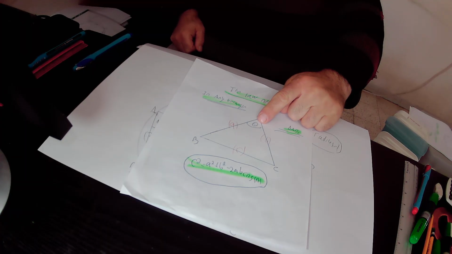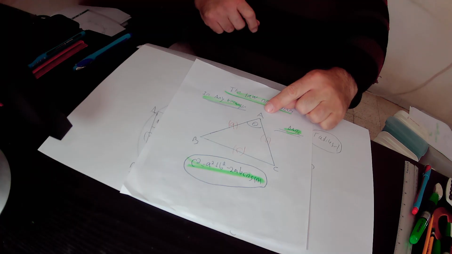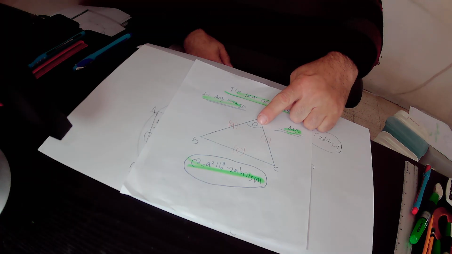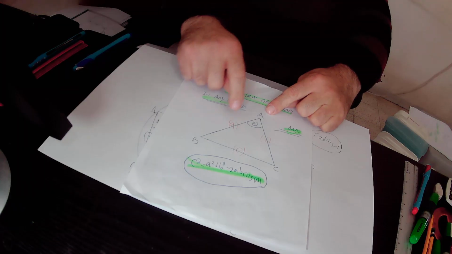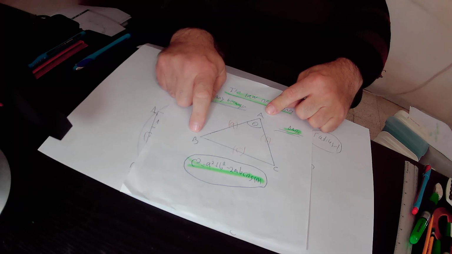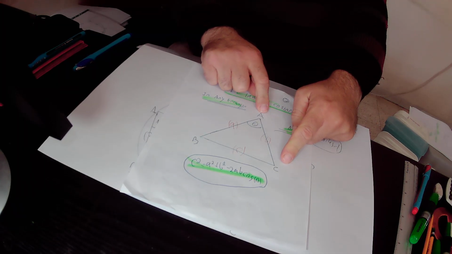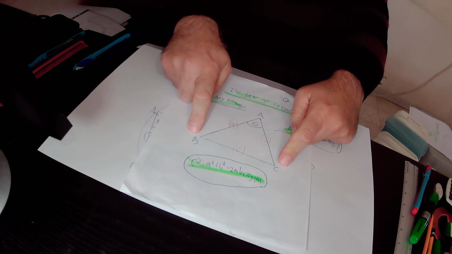This is angle BAC, which equals theta degrees. In this triangle ABC, side AB equals 1 unit, side AC equals B units, and finally side BC equals 3 units.